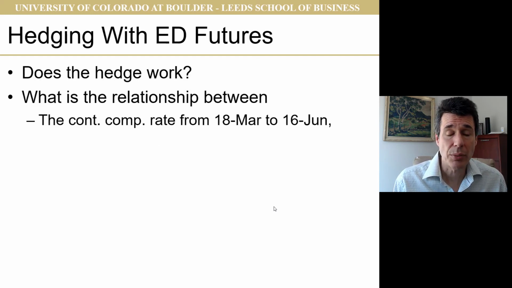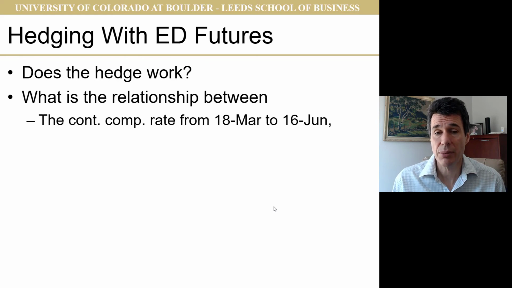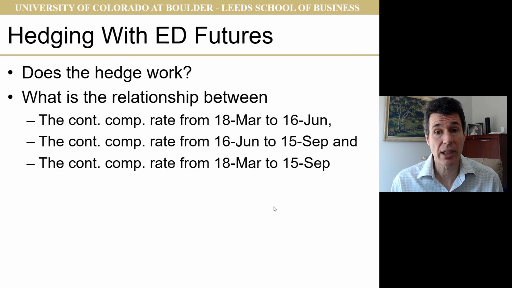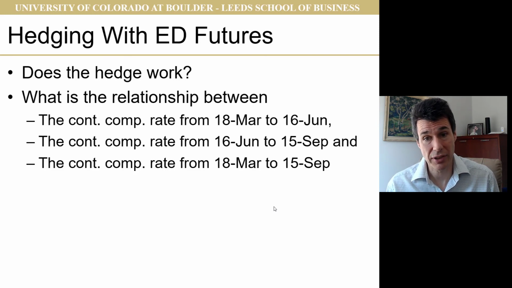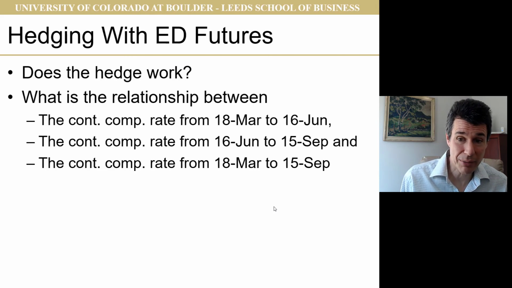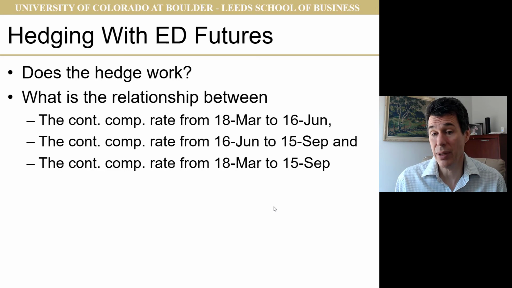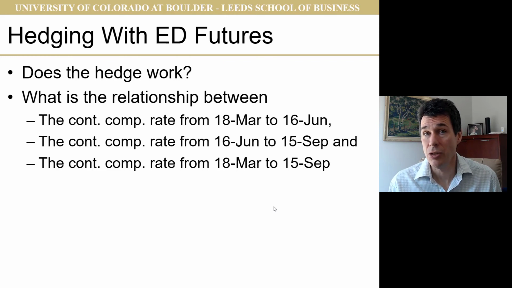And the question, we can look at this to think about the relationship and continuously compound it, and this relationship will be approximately true for actual 360 rates. So the relationship between the continuously compounded rate from 18th of March to 16th of June, and the continuously compounded rate from 16th of June to 15th September, and the continuously compounded rate from 18th of March to 15th September, this is that forward rate is R2T2 minus R1T1 over T2 minus T1.